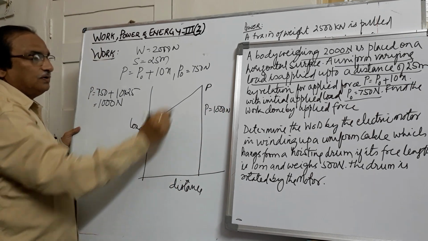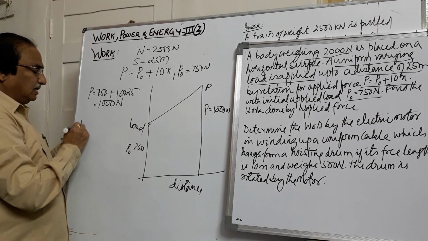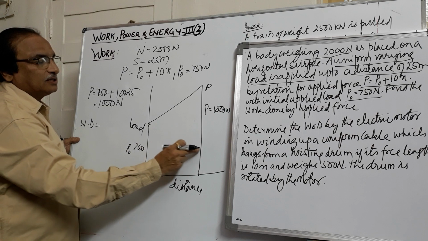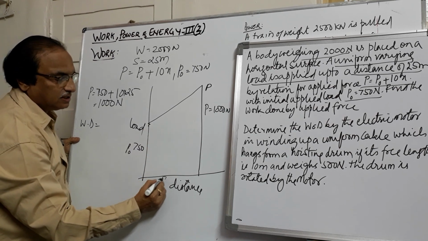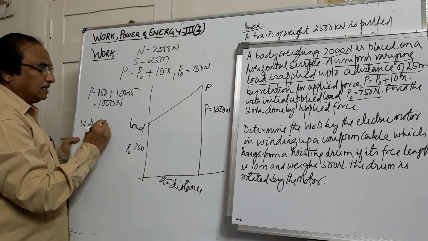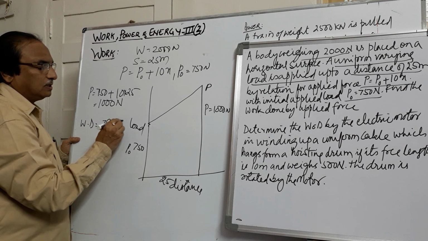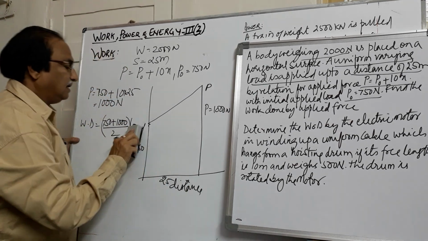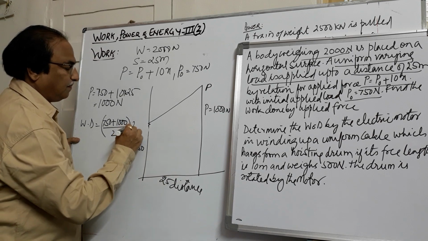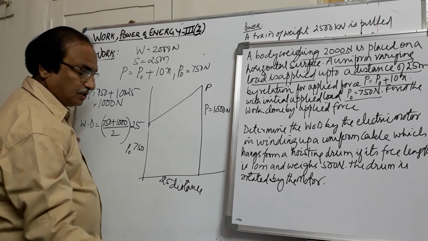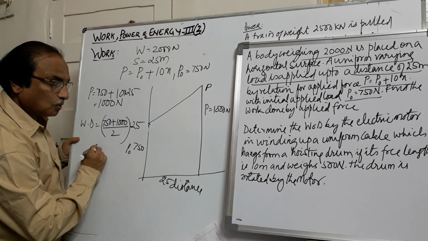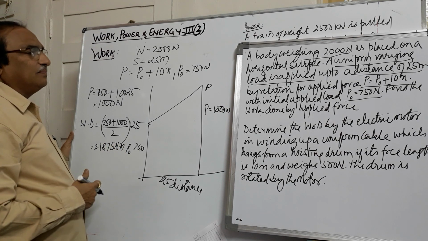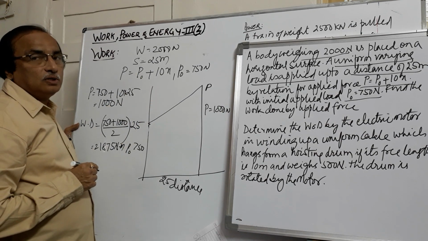We know the initial force, we know the final force. So we know work done is nothing but the area of the diagram. It is a trapezoidal diagram. So (A plus B) divided by 2 into the distance, here 25 meters. So I will write it here: 750 plus 1000 is the average load into the distance for which it is traveling, 25. If you simplify this, you get 21875 Newton meter. So this is a very simple example where a uniformly varying load is shown to you.